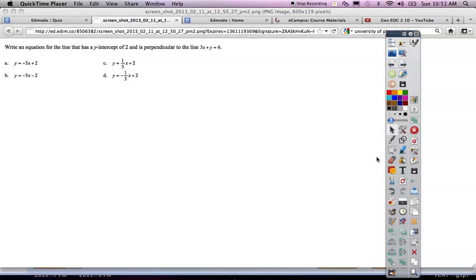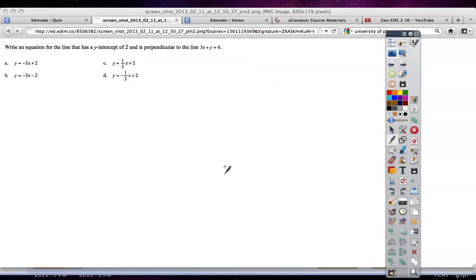Write an equation for a line that has a y-intercept of 2. That means it crosses the y-axis at 2 and is perpendicular to this line. So it's a lot of things that they're asking for. First of all, the y-intercept. You need to know that that is when x is 0. So that's a point, (0, 2).